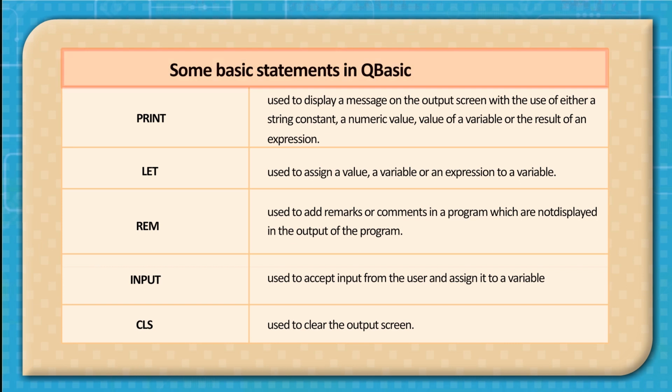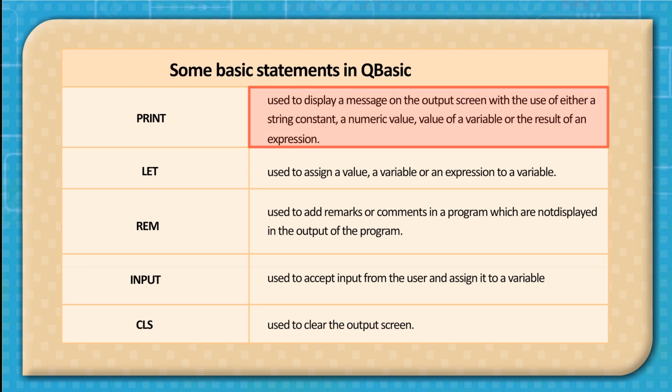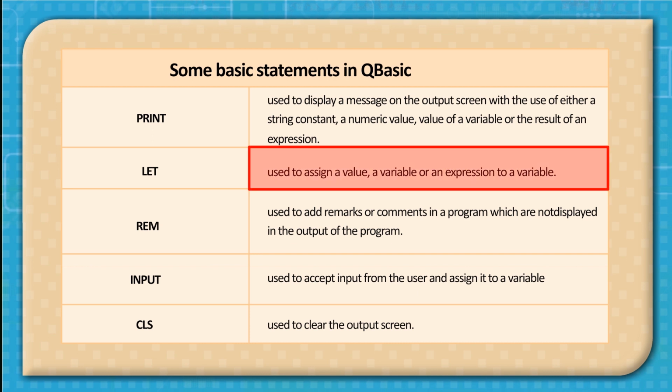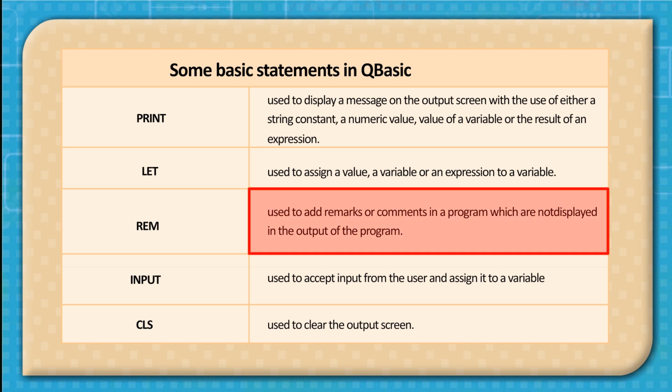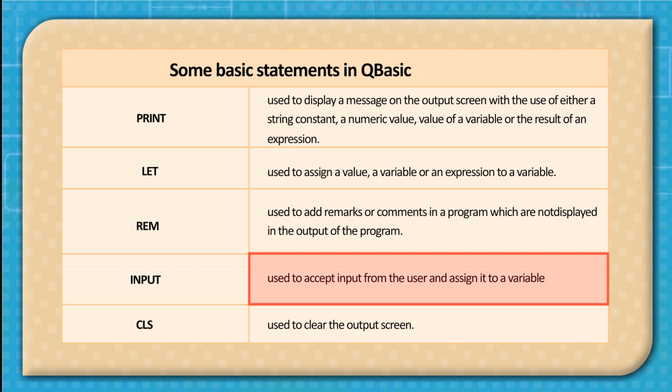Some basic statements in QBasic: print, let, rem, input, cls. Print is used to display a message on the output screen with the use of either a string constant, a numeric value, the value of a variable or the result of an expression. Let is used to assign a value, a variable or an expression to a variable. Rem is used to add remarks or comments in a program which are not displayed in the output of the program. Input is used to accept input from the user and assign it to a variable. CLS is used to clear the output screen.